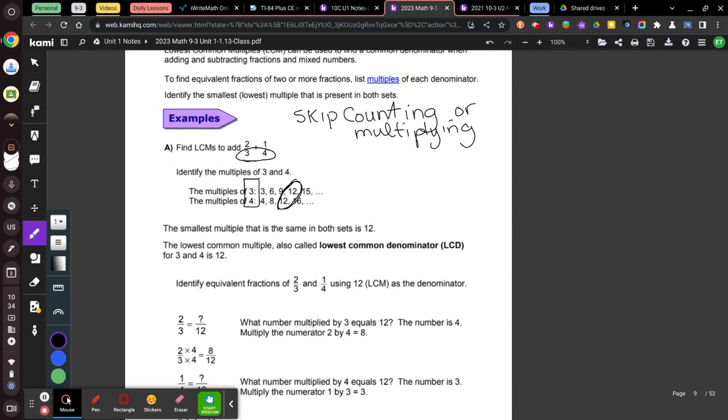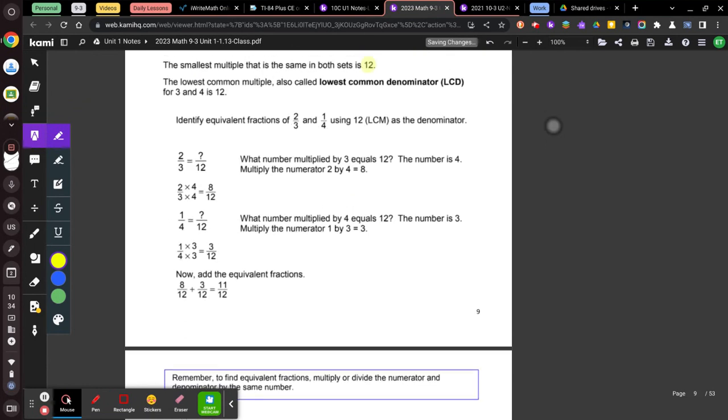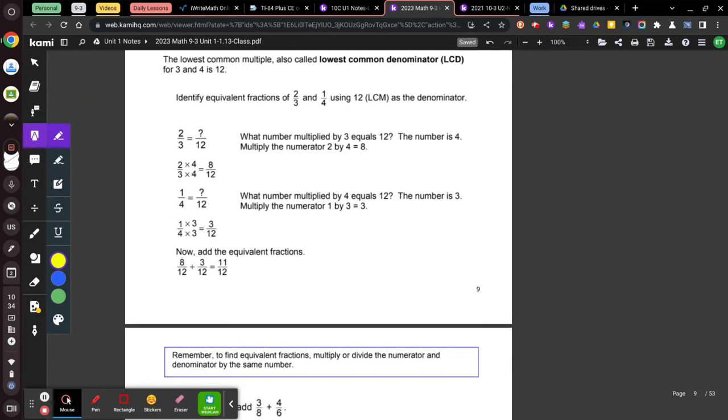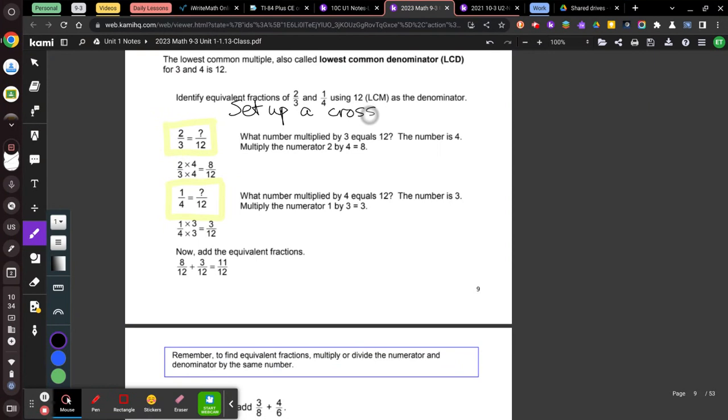So they're telling us that our lowest common multiple is 12. So that means I can make the bottom number 12 and cross multiply. So we are going to do this. We're setting up a cross multiply situation. That's what we're doing. So you set up a cross multiply situation.